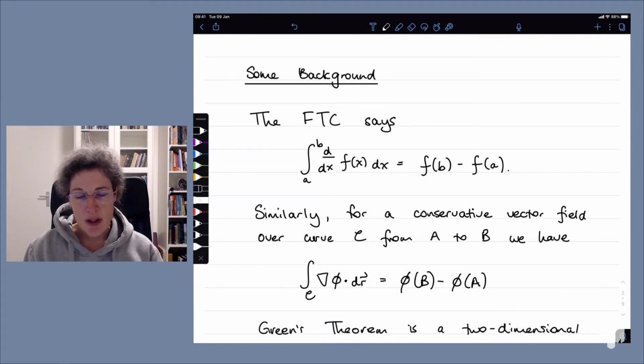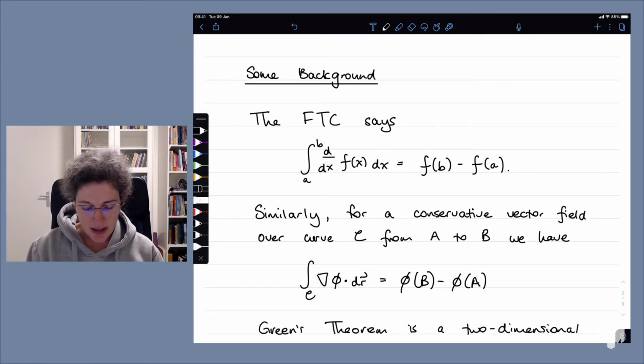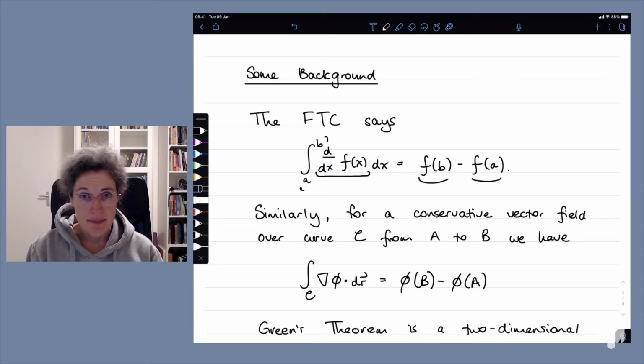So we know that the fundamental theorem of calculus links together the idea of a derivative and an integral. And it basically says, or one particular version of it says, if you take the derivative of a function and you integrate it from a to b, it's the same as just looking at the function value at b minus the function value at a.